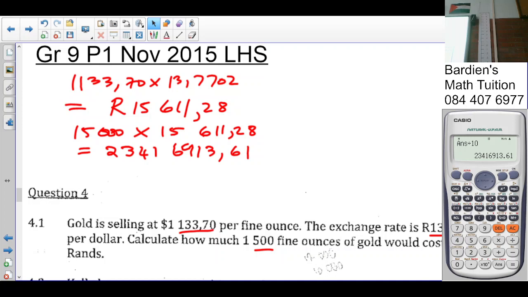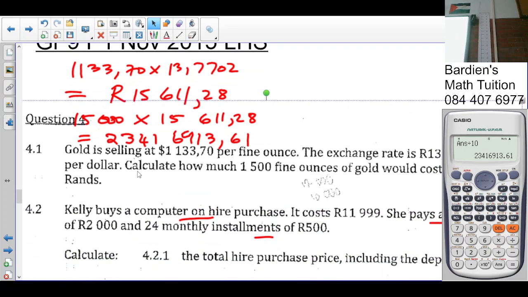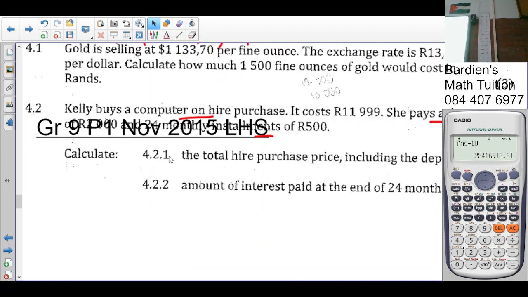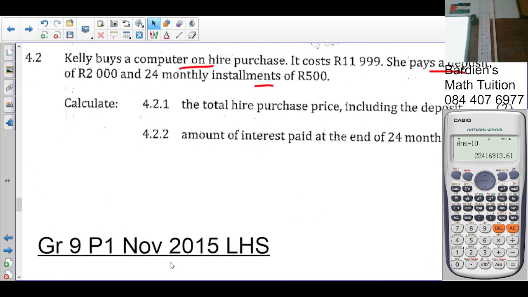You can multiply the 1,500 in the first case, and then you come back. Yes, that's also fine. You first get what the shipment of 1,500 ounces is in terms of dollars, and then convert it to rand. That's good. Okay. Now, any other confusion here? No? Right, let's go to the next question.